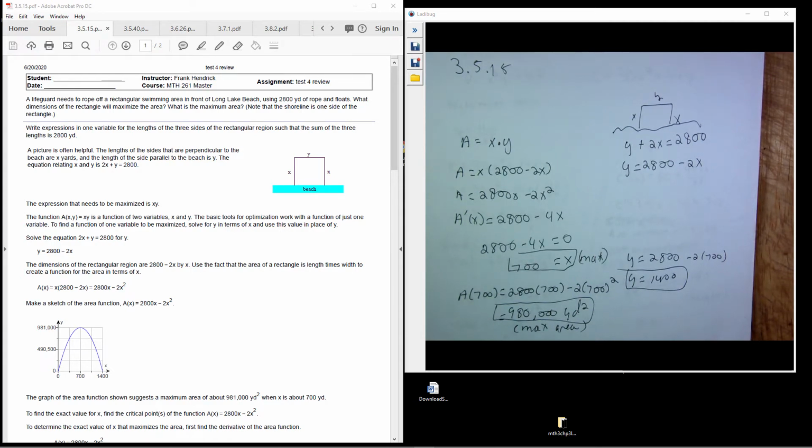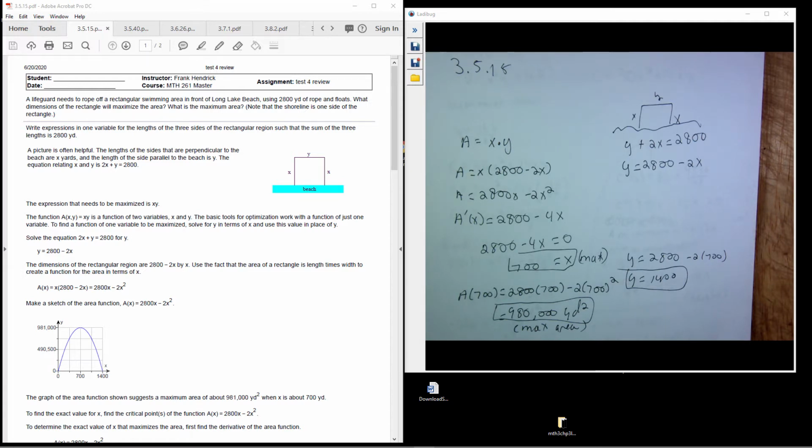Alright, now for this problem here, a lifeguard needs to rope off a rectangular swimming area in front of Long Lake Beach using 28 yards of rope and floats. What dimensions of a rectangle will maximize the area? What is the maximum area? Note that the shoreline is one side of the rectangle. So the shoreline, as you see from the graph, is one side of the rectangle.